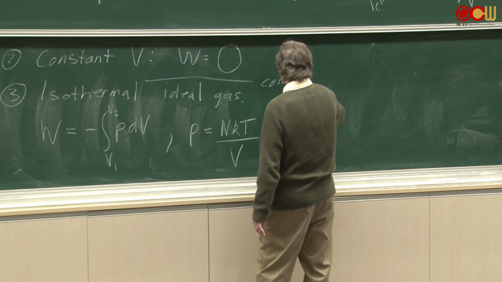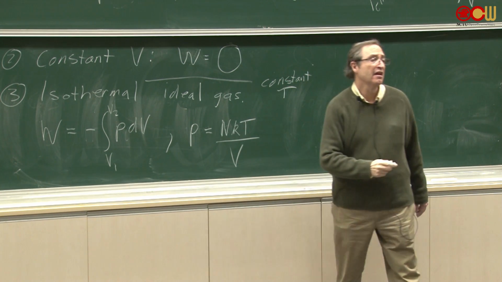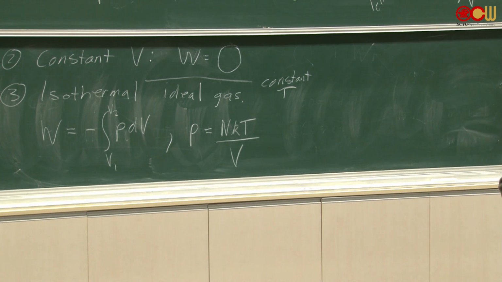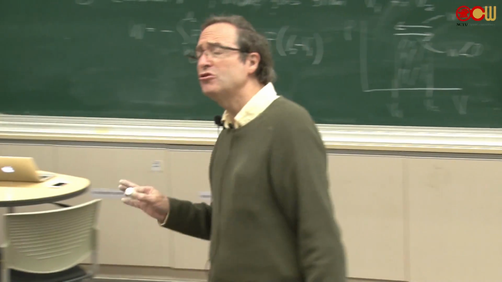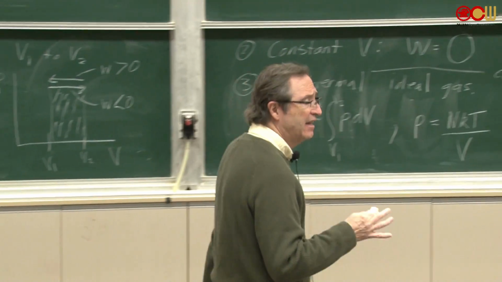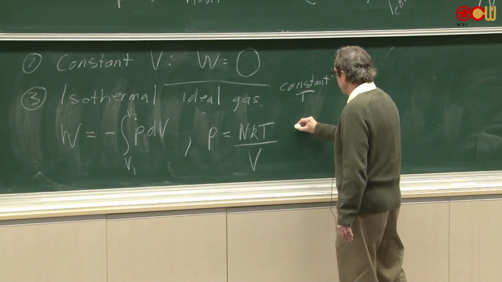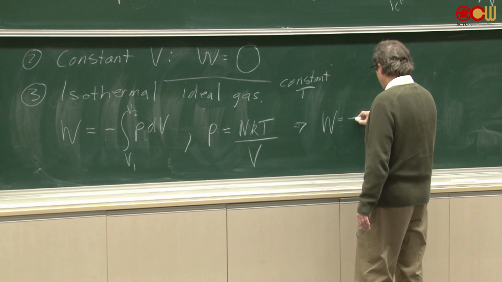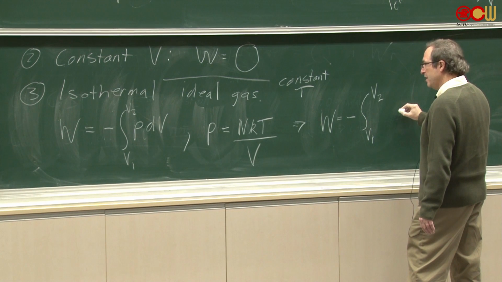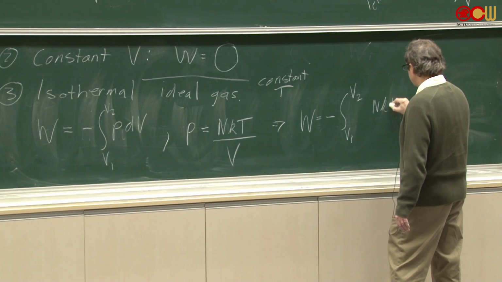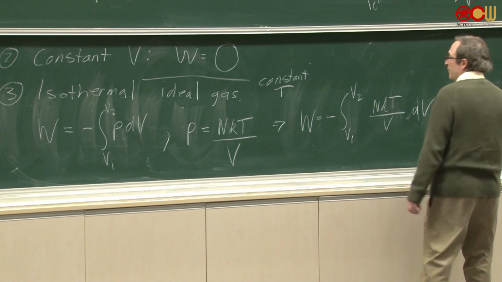Constant T. N we'll assume is constant. There are some cases where it's not, like one you did for homework, but in most contexts that we do, N is constant. If you're not sure, just ask. All right, so this implies W equals minus the integral from V1 to V2 of P, which is NkT over V, dV.